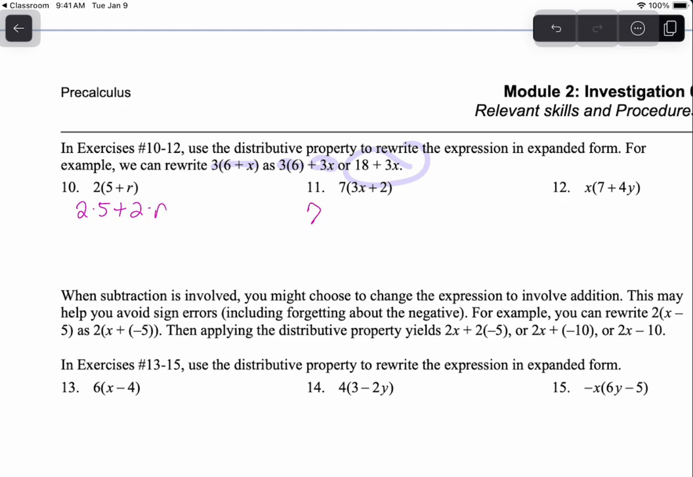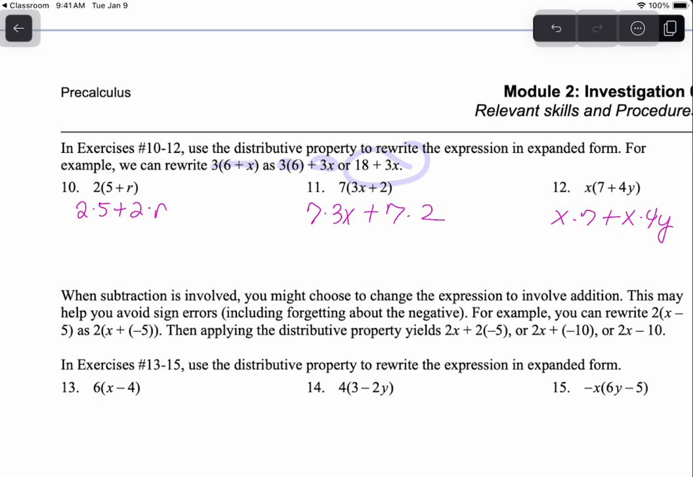For 11, 7 times 3x plus 7 times 2. And then finally, for 12, x times 7 plus x times 4y. Now, if you actually did the multiplication, go for it. You're okay. I'm just showing you that expanded form. So each one of these, we're just taking that outside quantity, that value, and distributing it in, multiplying it by each piece that's on the inside. Now, if you go down further, it says, again, rewrite in expanded form. The only thing different, these ones you'll notice are all addition.